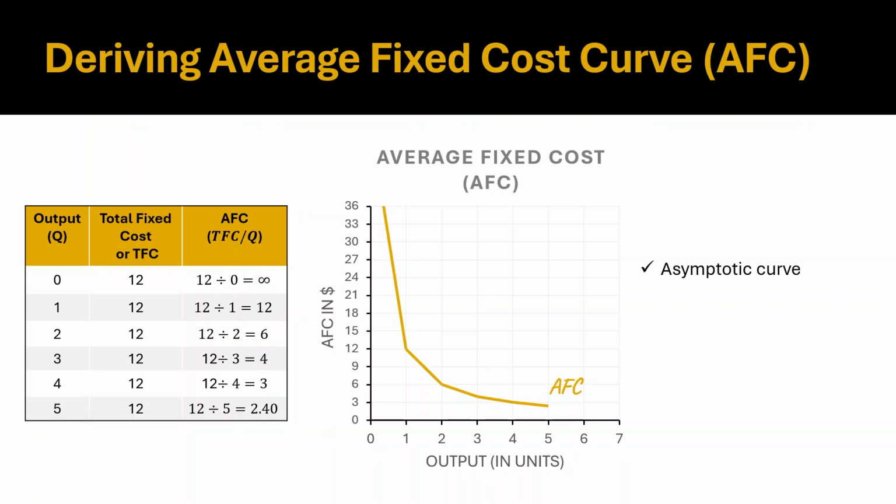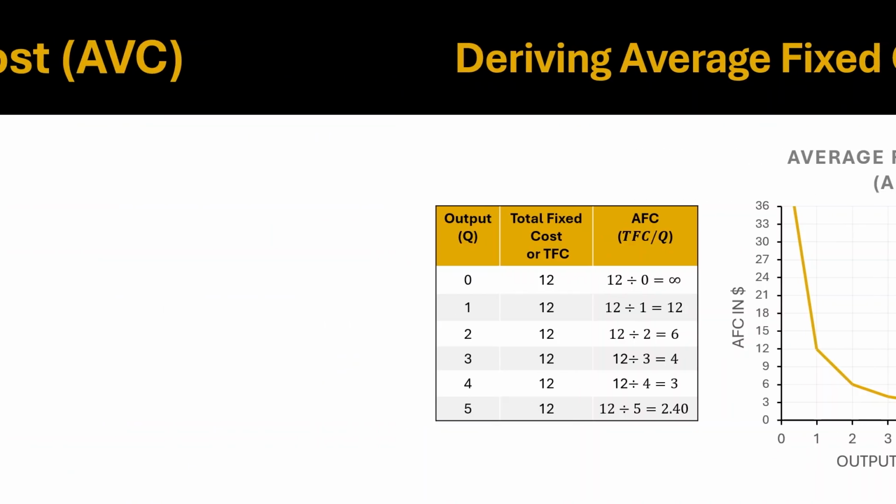Another important thing about this curve is that it is a rectangular hyperbola. A rectangular hyperbola is a curve in which any rectangle formed under this curve will have the same area. The area under the AFC curve will remain the same at different points. So these are some special things you need to remember about average fixed cost.